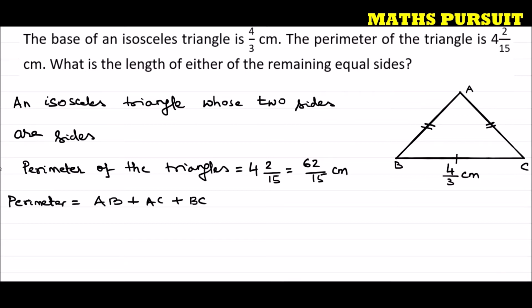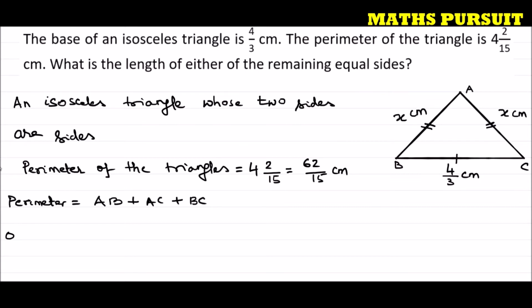Let us also do one thing. Let us assume the length of AB is x centimeter. If AB is x centimeter, then AC is also x centimeter. Why? Because these are equal sides and this is an isosceles triangle. We are assuming the length of AB is x centimeter because we do not know it, and we need to find out the length as per the question. So we got AB as x centimeter, AC as x centimeter.